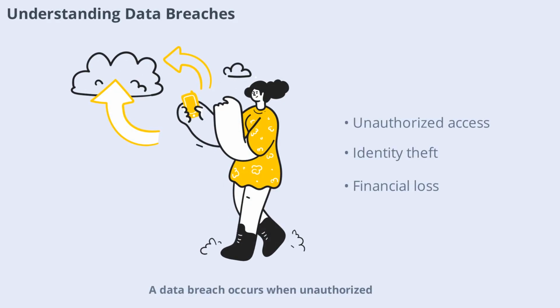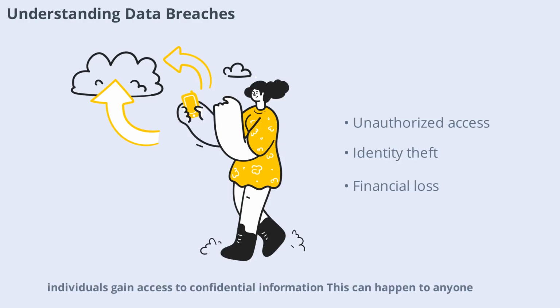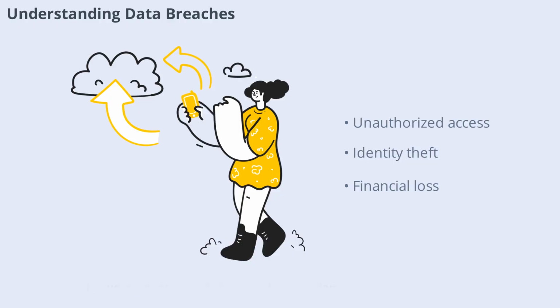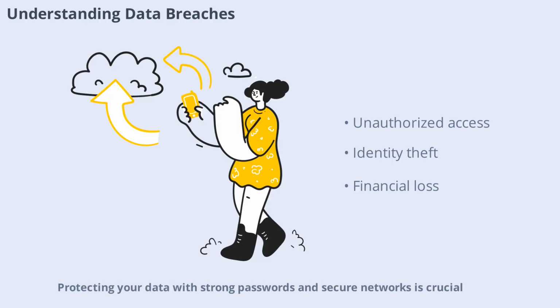A data breach occurs when unauthorized individuals gain access to confidential information. This can happen to anyone, from individuals to large companies. The consequences can be severe, including identity theft, financial loss, and damage to reputation. Protecting your data with strong passwords and secure networks is crucial. In the next scene, we'll discuss the importance of strong passwords and how to create them.